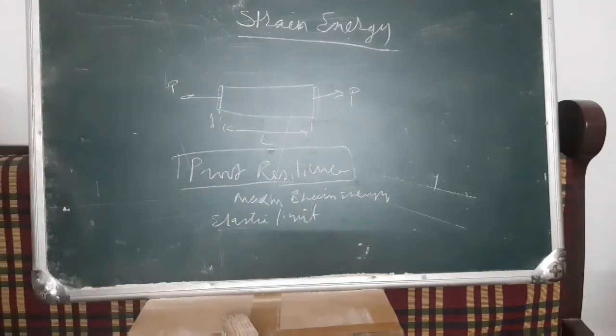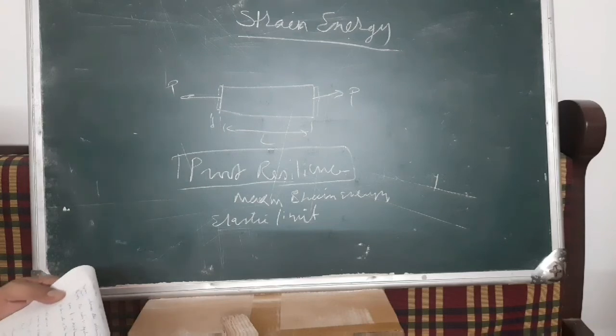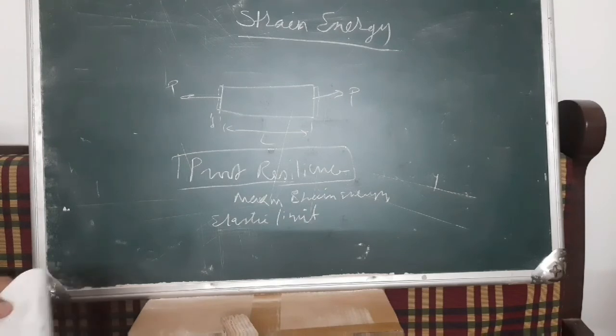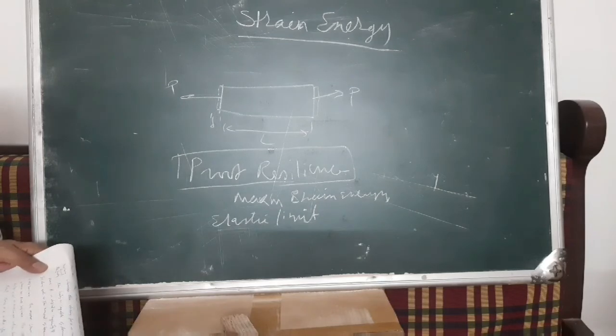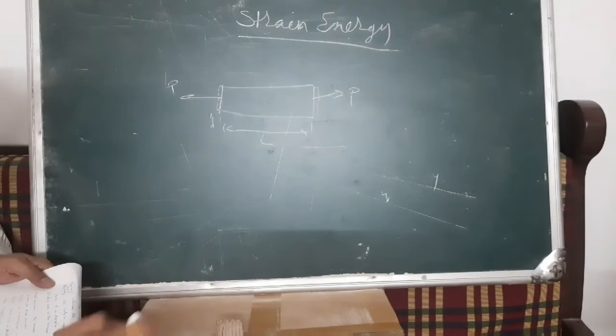Again, the proof resilience will be the point at which the elastic limit is reached for a body. Proof resilience is the quantity of strain energy stored in a body when strained up to the elastic limit. That is the proof resilience. Now next is the modulus of resilience.